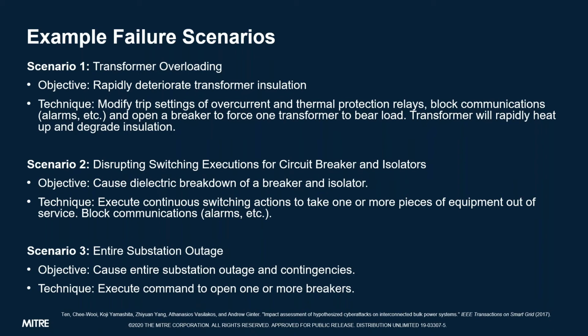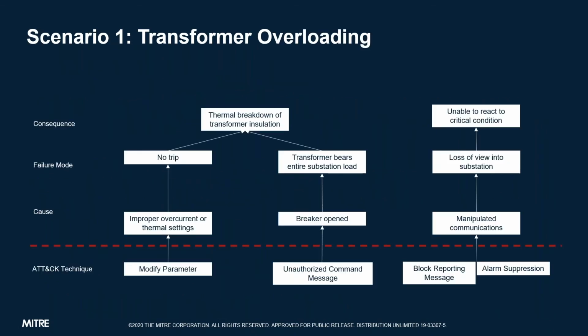So let's look a little bit more closely at scenario one. Here, we can break out that information to get the full understanding of what we need to do as an attacker to accomplish this particular scenario, which is transformer overloading. We can start at the top with the consequence, because we know that we want to cause thermal breakdown of the transformer installation, and we want to make sure that operators or anybody else who's going to respond is unable to react to that critical situation.